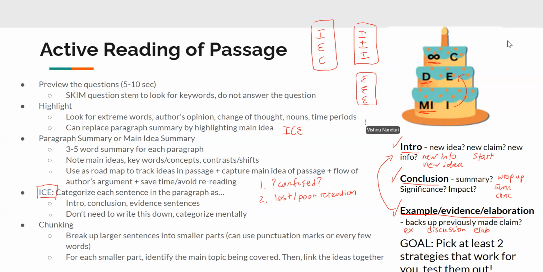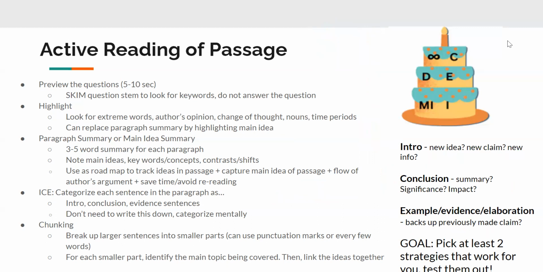And at the end, you might have more new ideas and maybe a conclusion. So ICE, the function of it is to keep track of what you're reading. And if you keep track of what you're reading and categorize it, it's going to become less confusing because you're not going to be preoccupied with trying to interpret it or figure out what's going on. You're just linking different ideas that the author is giving you. So you're focusing primarily on the text itself.